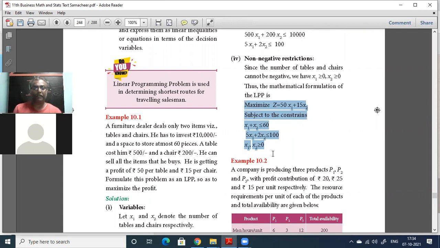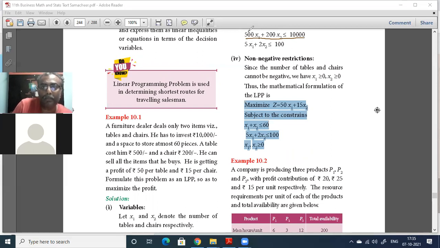Maximize. What is to be maximized? The objective function to be maximized is z equal to 50x1 plus 15x2, that we found out. Subject to the constraints, you must now elaborate every constraint one by one. x1 plus x2 must be less than or equal to 60. Then 500 x1 plus 200 x2 is less than or equal to 10,000.